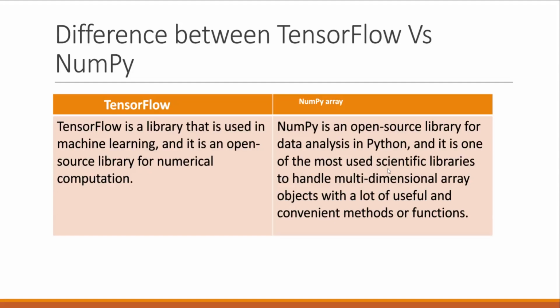And also in the case of tensor, you can easily convert the tensor into a NumPy array by using the tensor.numpy function. While in the case of NumPy, if you want to convert the array into a tensor, you can easily use the tf.convert_to_tensor method.